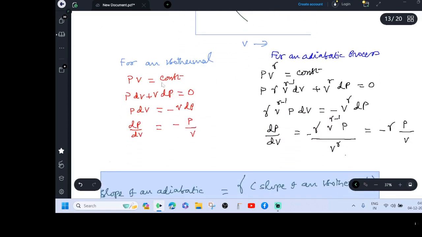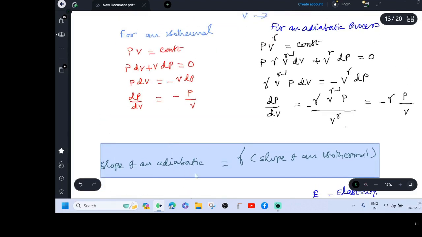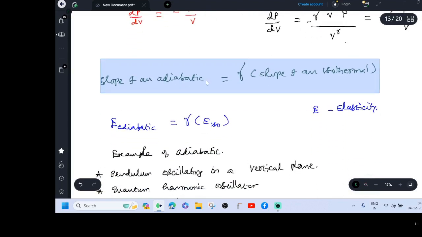For an isothermal process, PV is equal to constant, whereas for an adiabatic, PV power gamma is a constant. From this, find out dP by dV. Using this equation, find out dP by dV. If you compare these two things, you can get this result. Slope of an adiabatic is gamma times slope of an isothermal. The same logic is true for elastic property also.